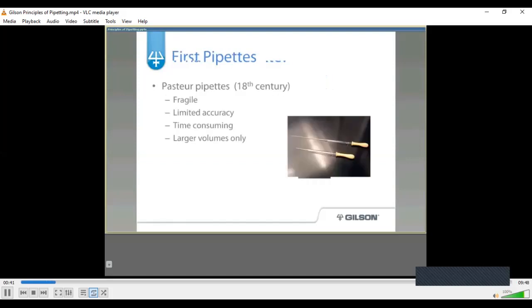The first pipettes invented were Pasteur pipettes. These were used by Louis Pasteur during his research in the 18th century. They were used widely and then eventually improved upon. Some of their limitations include that they are fragile, they have limited accuracy, they tend to be time-consuming, and can pipette only larger volumes of liquid.